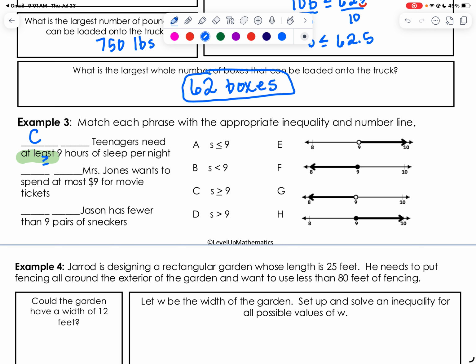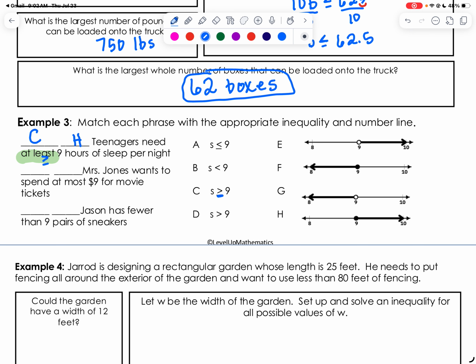Now the graph, we want a number line with a filled in circle because this says equal to. So it has to be either F or H. But we want to indicate that the sleep has to be greater than or equal to 9 hours. So hopefully you said number line H. All right, pause the video and try the other two examples on your own. When you're ready to check your answers, press play.